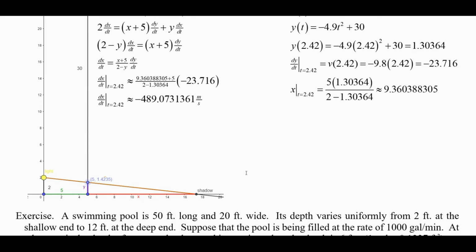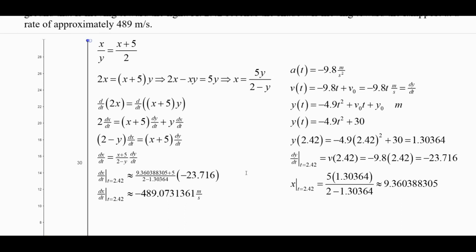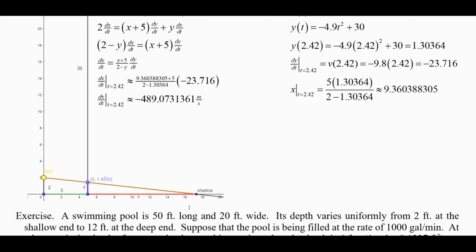And then what else do we need? We need to find the x, right? And the x, that's why I had to solve for x up here. x is 5y over (2 minus y). And we already figured out what y was, so plug that in here, and we get approximately 9.360388305. So I plug that in here. Now it's just arithmetic. Do that in your calculator, and we get dx over dt. x is decreasing at 489 point something meters per second.